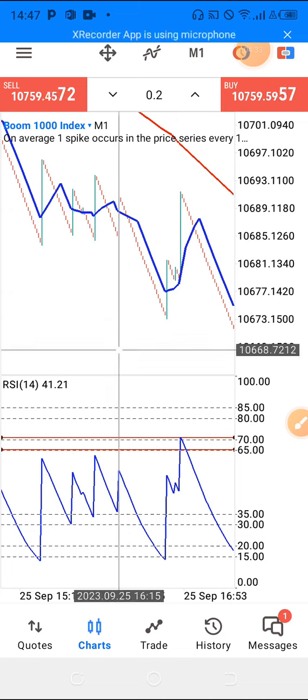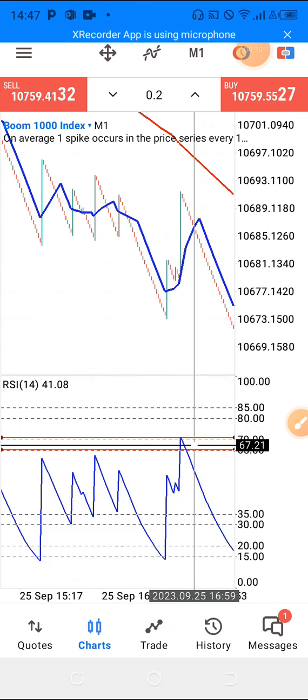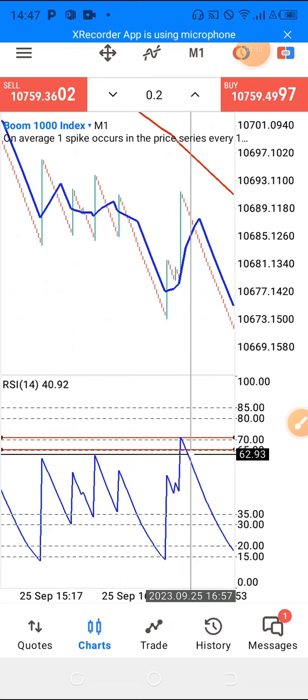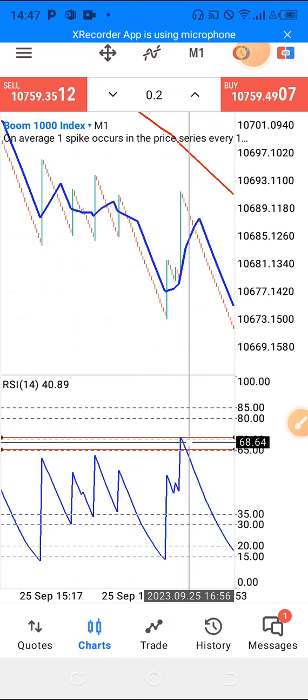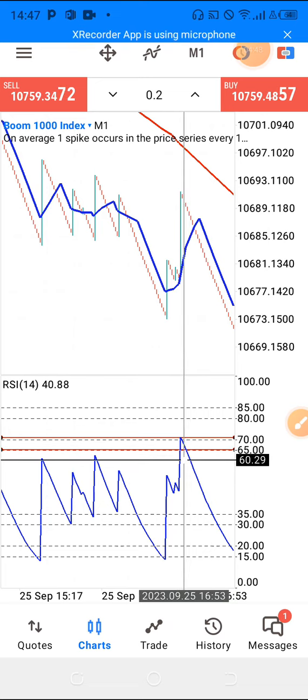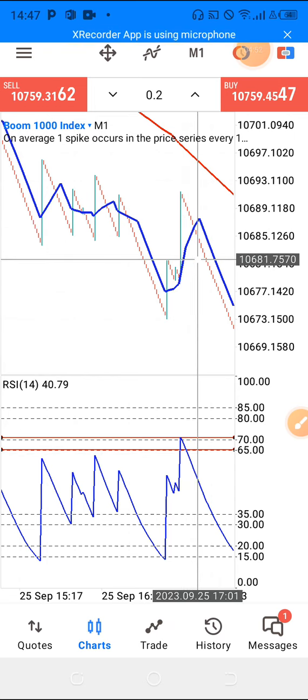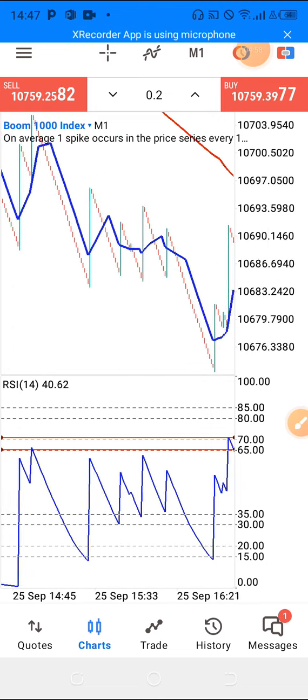Again, here we have another example. The same thing still applies. We have the crossing of the level 70, or it can be level 60, but in this particular instance it was able to cross below level 70 and 65. Then here we have the crossing, then we take our 5 candles, then we close the trade.